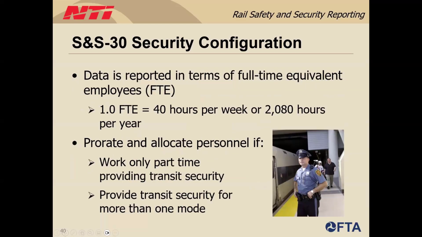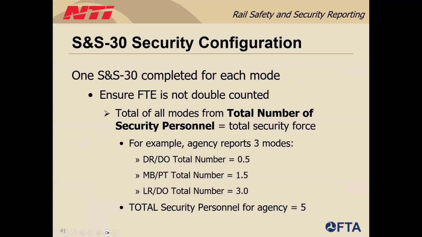The number of personnel is reported in full-time equivalents. Therefore, one full-time equivalent, FTE, equals one person working a 40-hour week or 2,080 hours per year. Please prorate the number of personnel if the person works only part-time providing transit security, or they provide security for more than one mode. One SNS 30 is completed for each mode and type of service. Be careful not to double count personnel.